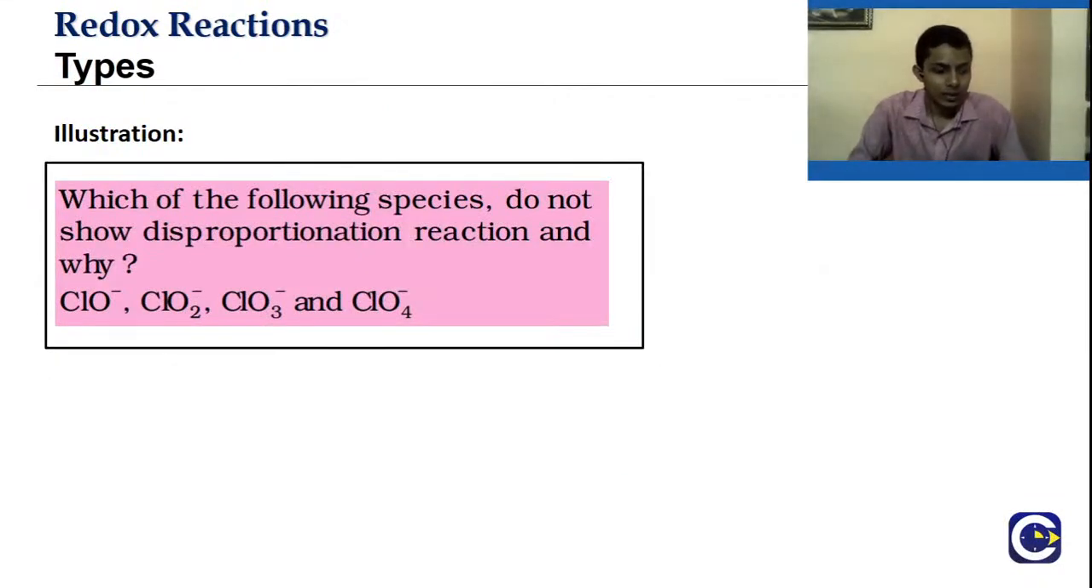So try to answer this question. If you have heard the types of redox reaction very carefully, then you will be able to answer this. Which of the following species do not show disproportionation reaction and why? The given examples are ClO minus, ClO2 minus, ClO3 minus, and ClO4 minus.